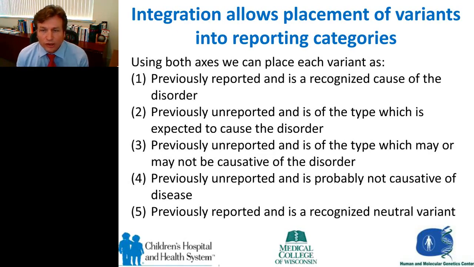And so we look at these different categories as follows. So the previously reported and a recognized cause of the disorder, so we would make a pathogenic report on that. Previously unreported and is a type which is expected to cause the disorder, we call that likely pathogenic. Previously unreported and is a type of variant which may or may not be causative of the disorder, that becomes a variant of uncertain significance, or a VUS. We tend not to report out 4s and 5s. We tend to stop at the level 3, which is a variant of uncertain significance.